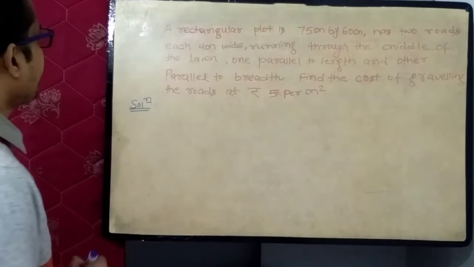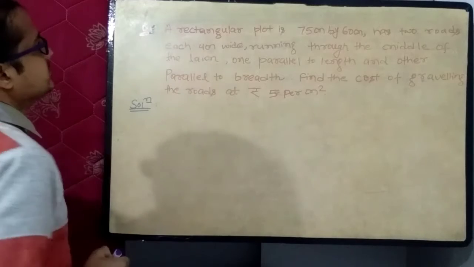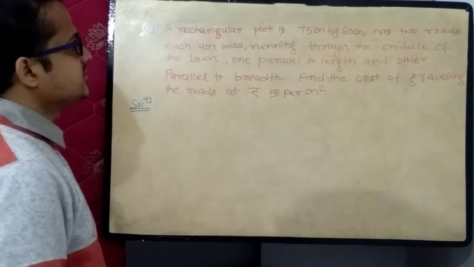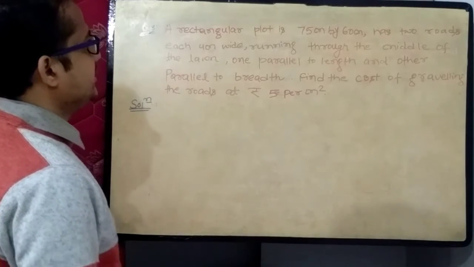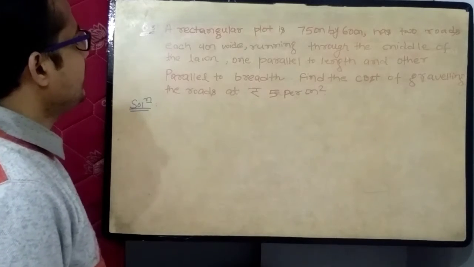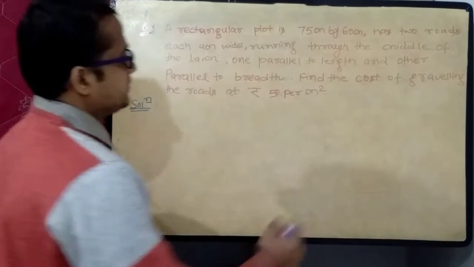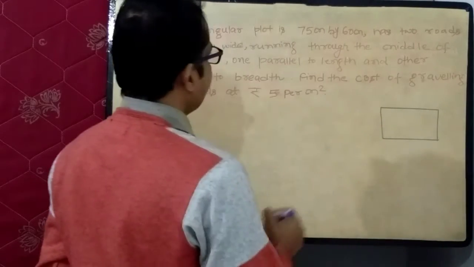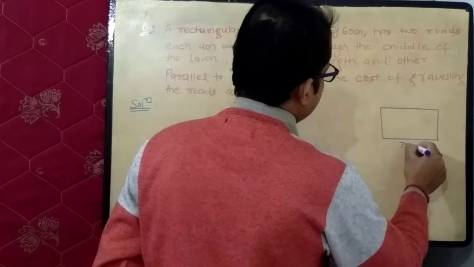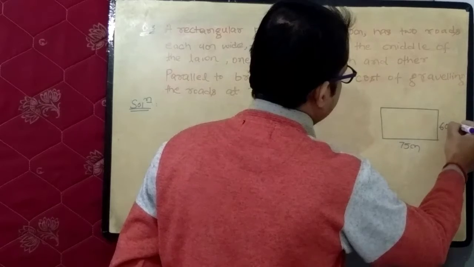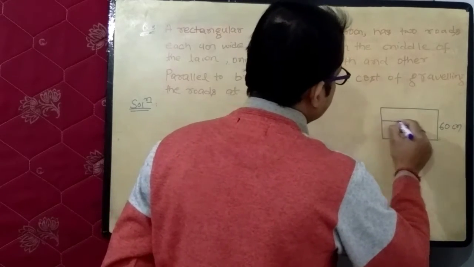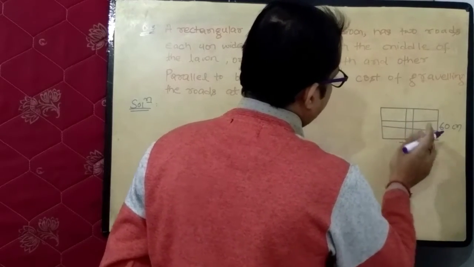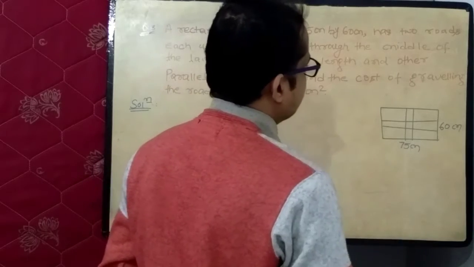Moving on, next problem. Problem number 3. It is given that a rectangular plot is 75 meter by 60 meter, has two roads, each 4 meter wide, running through the middle of the lawn. One parallel to length and other parallel to breadth. Situation: this is a rectangular plot having length 75 meter and breadth 60 meter. There are two roads like this. One is parallel to length, other is parallel to breadth.